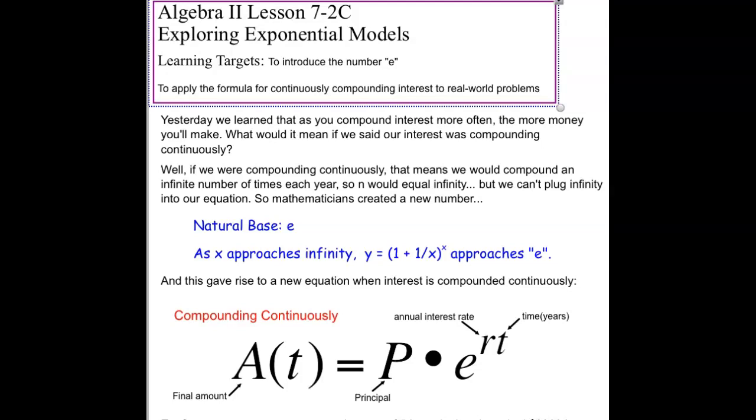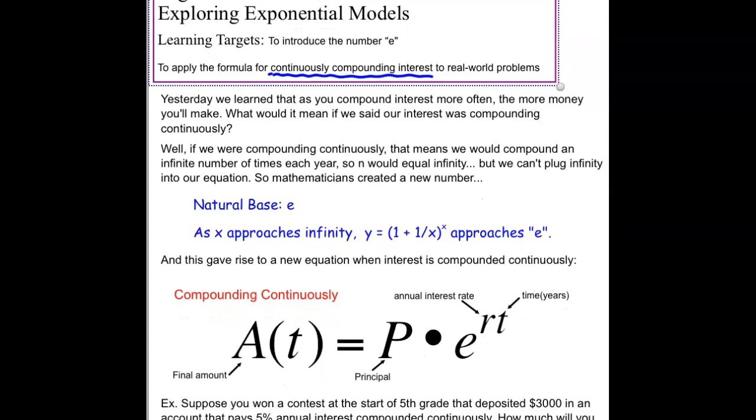Today we're going to wrap up section 7.2. We're looking at something called continuously compounding interest. Okay, slightly different from what we did yesterday. Yesterday we learned about compound interest, and the more often it's compounded, the more money we'll make. So what would it mean if we said our interest was being compounded continuously?